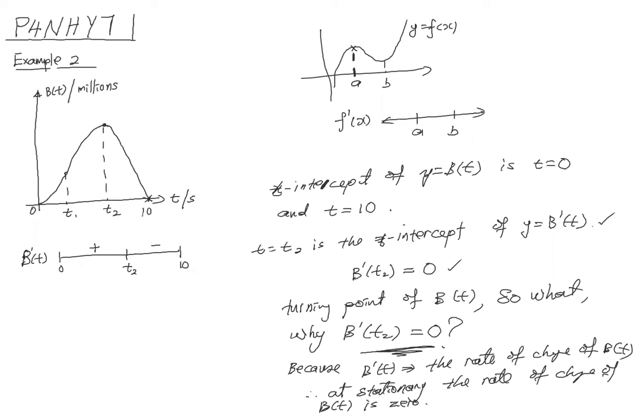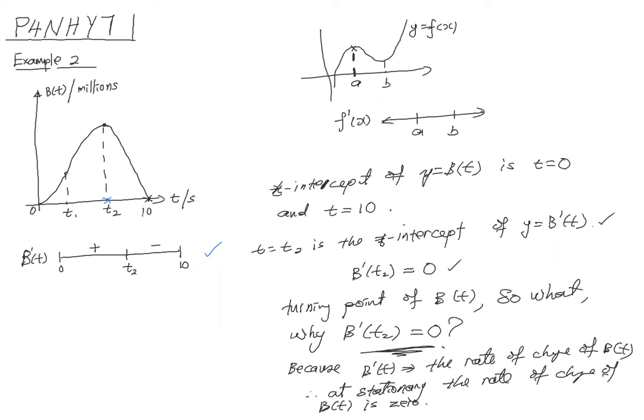That means I know that for 0 to T2, the graph of B prime t will be above the t-axis. And for T2 to 10, it will be below the t-axis, and it will pass through T2. So if I draw the graph using blue, I know it will pass through here. This part will be here and this part, so I won't know how it goes.